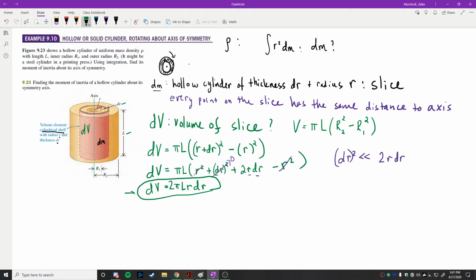Doing this, like this part of this, I feel like you'd probably do stuff like this in Calc 2. I'm not sure.